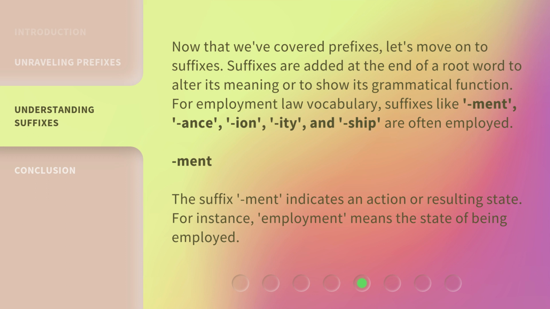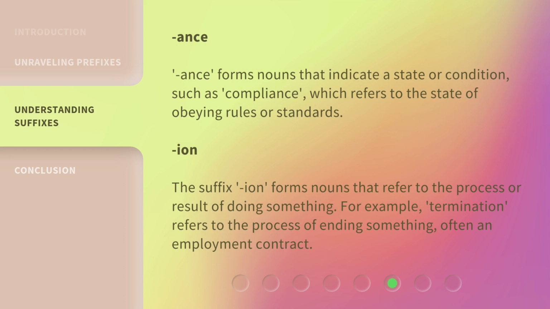Ment. The suffix ment indicates an action or resulting state. For instance, employment means the state of being employed. Ants forms nouns that indicate a state or condition, such as compliance, which refers to the state of obeying rules or standards.